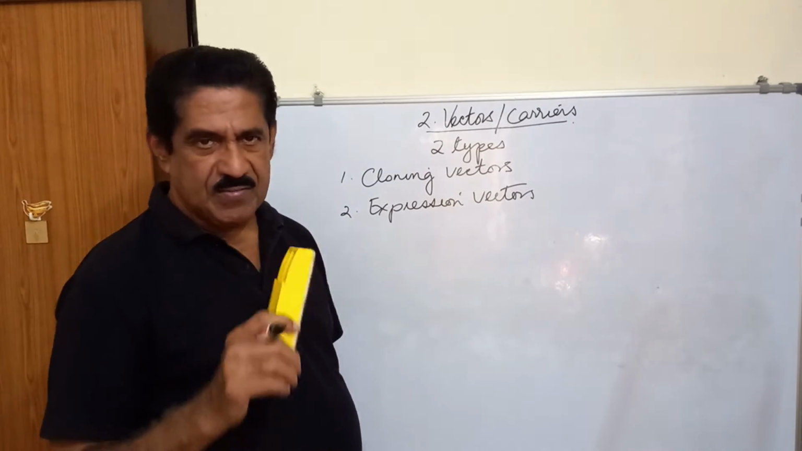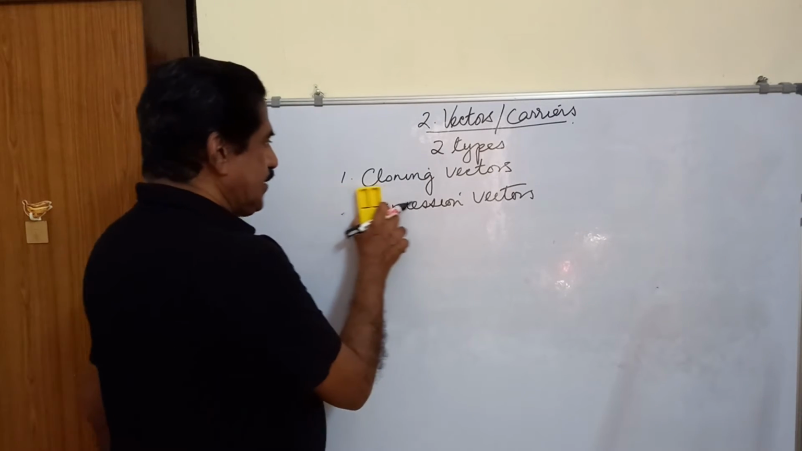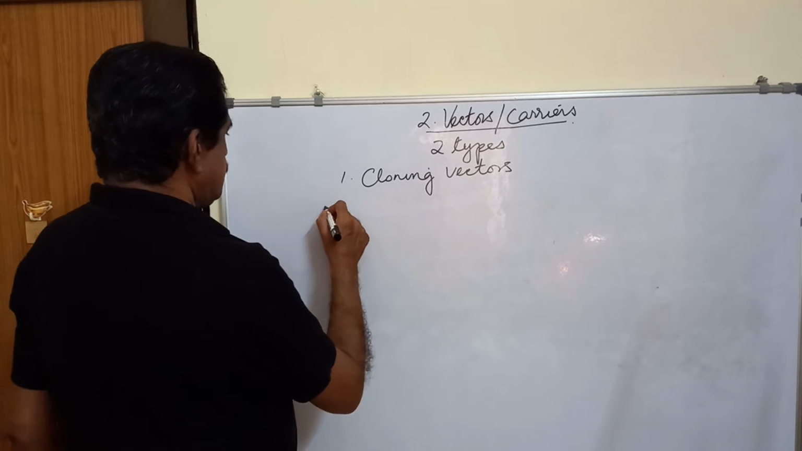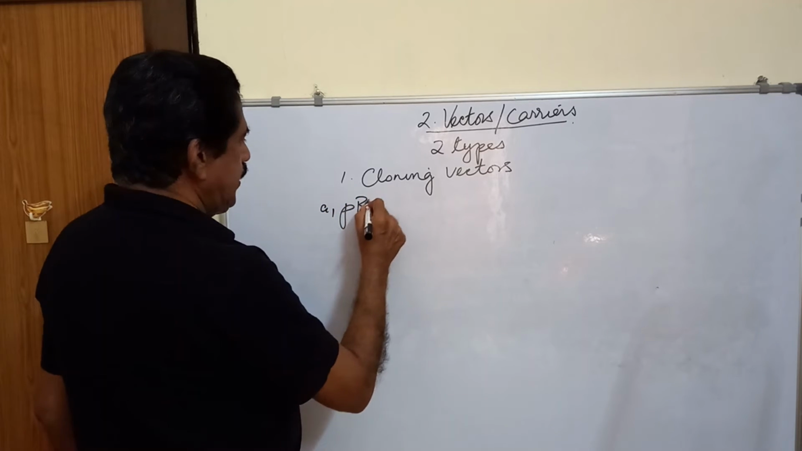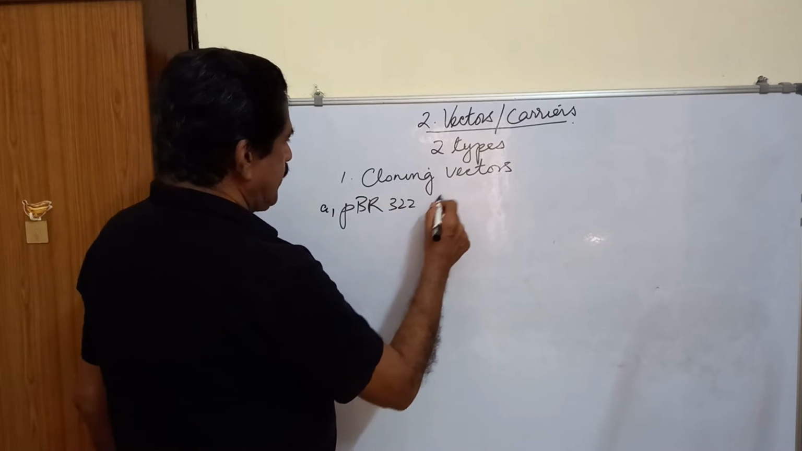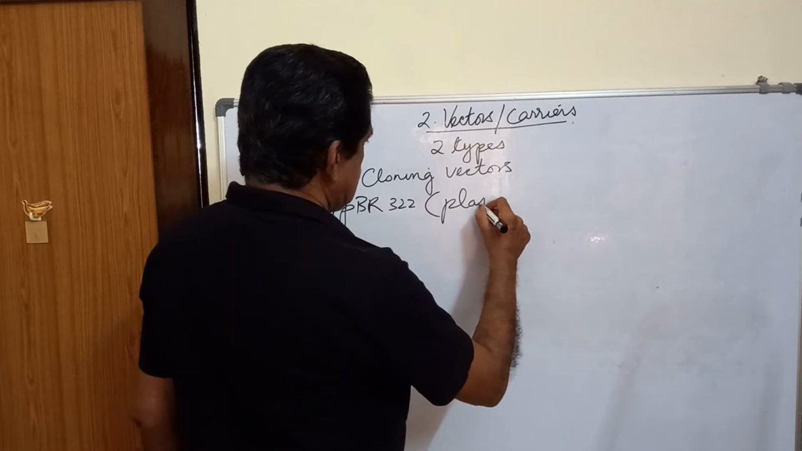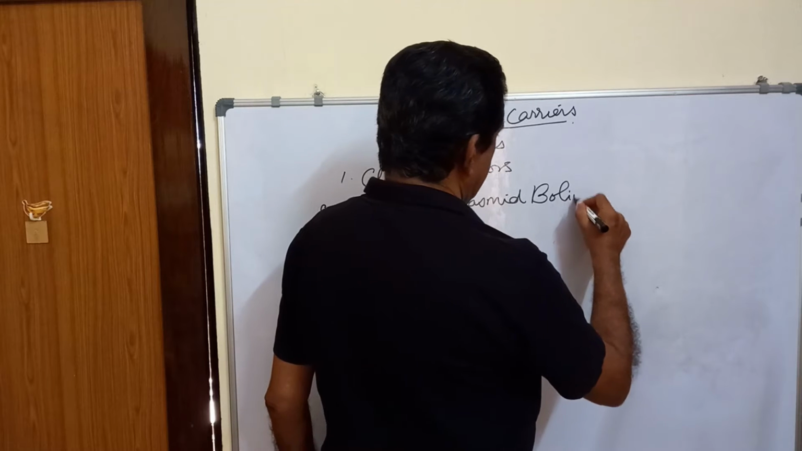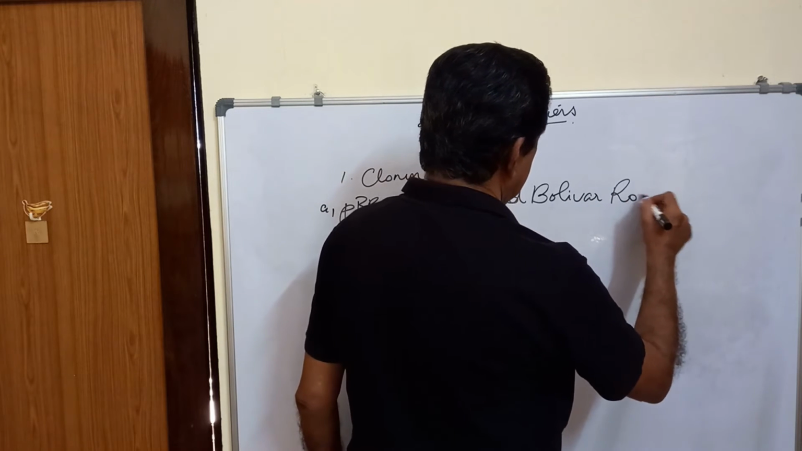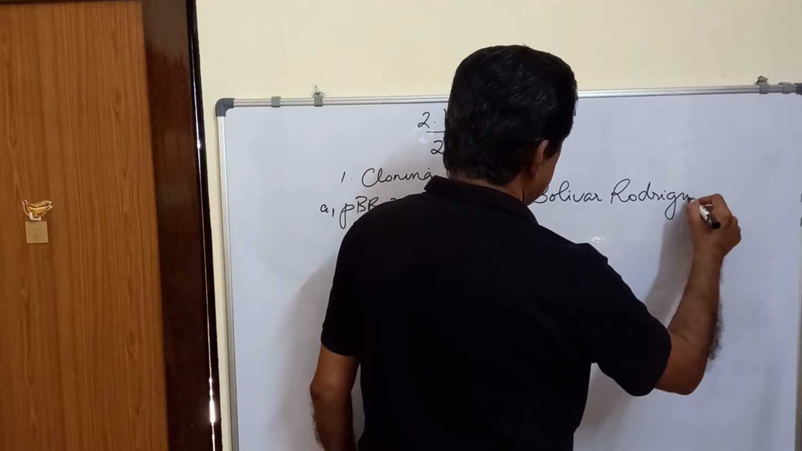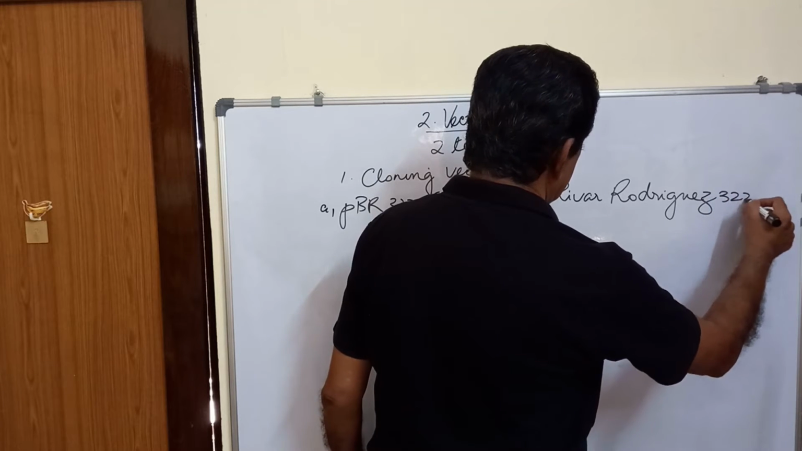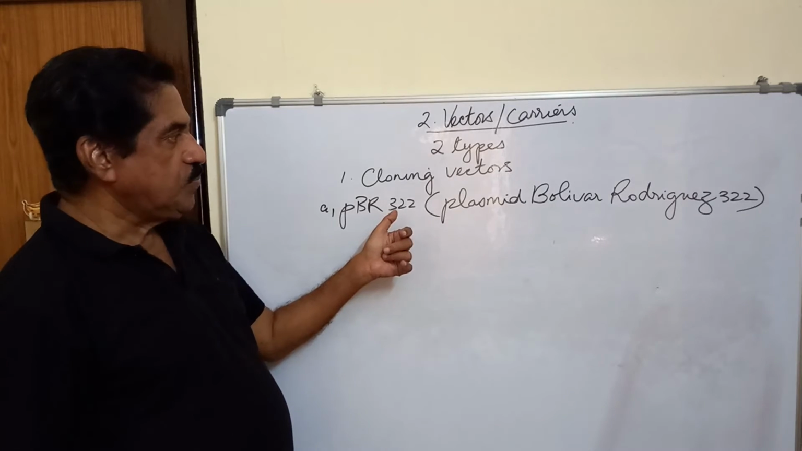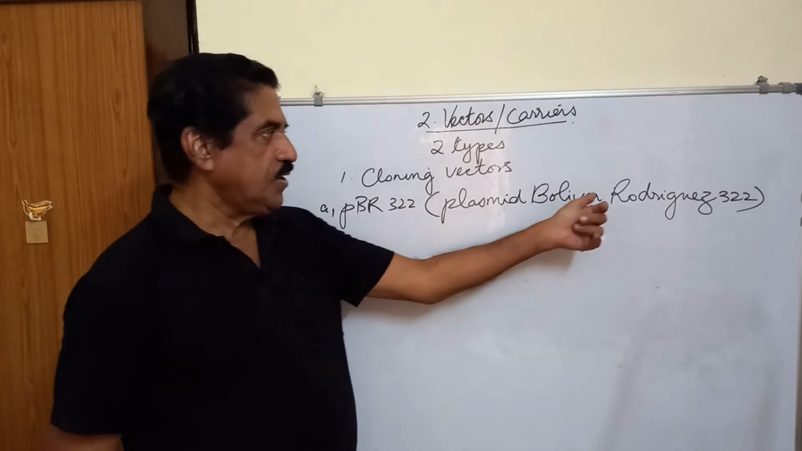I am going to give you examples. Let us look at examples of cloning vectors. A, pBR322. The full form is plasmid Bolivar Rodriguez 322. This is an artificial vector created by two scientists, Bolivar and Rodriguez.